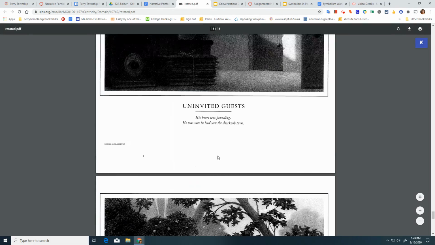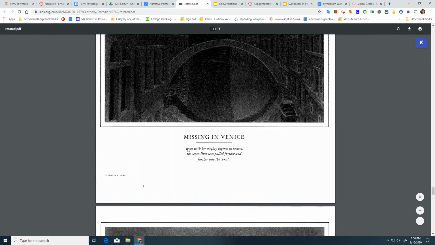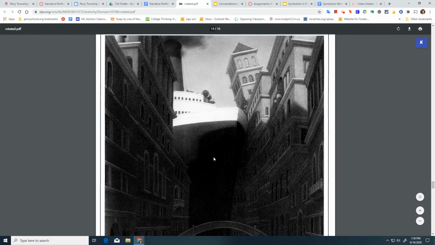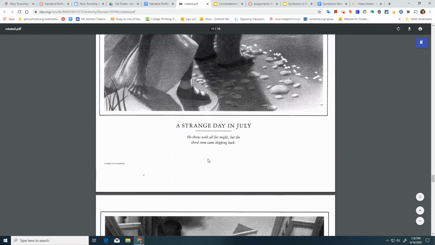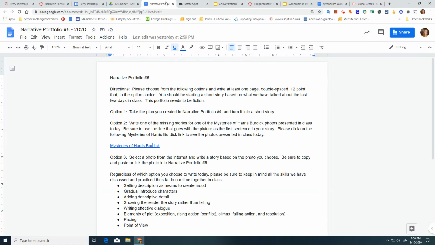Okay, so you could use one of these stories as inspiration. If you do, be sure to use the caption as the first line, and you could use the title of the photo as the title of your story if you want. You don't have to, but definitely use the caption underneath as the first line of your story, and use the picture as inspiration if you'd like to pick option 2, one of these 15 pictures.